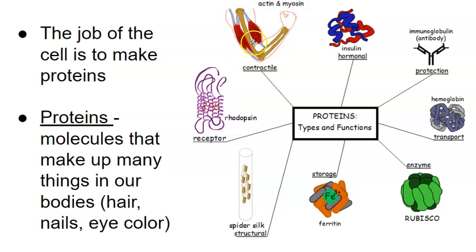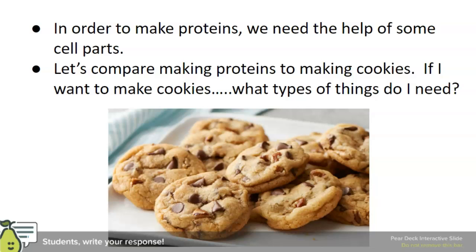Actin and myosin are proteins that make up your muscles. Insulin, okay, is a hormone. Antibodies give you protection against diseases. Hemoglobin transports oxygen. Lots and lots of different types of proteins. All right, nothing to write down here.